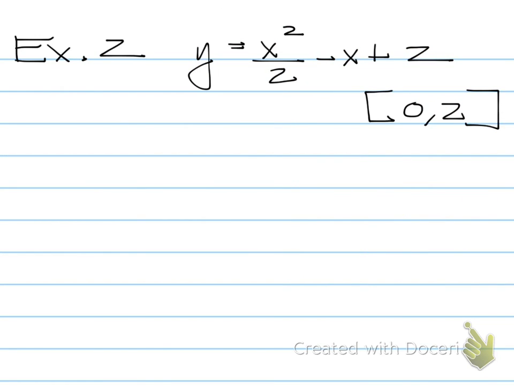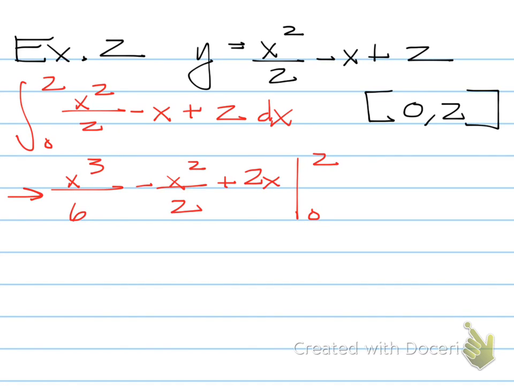All right, next one, we want to find the area up under this curve. Again, we want to find the exact area using integrals. So we need to first find the antiderivative of the function. Antiderivative is going to be x cubed over 6 minus x squared over 2 plus 2x. Again, we don't need the constant because this is a definite integral.